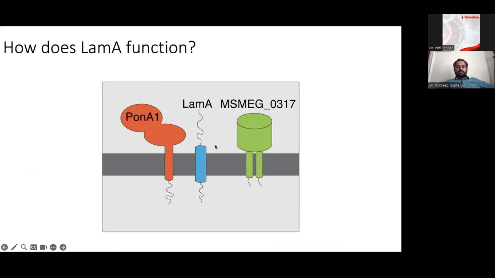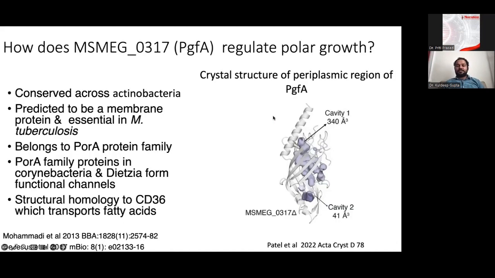To do that, we did a pull down assay, in which we try to figure out the interacting protein of llama to figure out llama's function. We found a protein of unknown function called MSMAC0317, and we renamed this protein polar growth factor A, which we'll come to know later in the talk why we called it polar growth factor A.